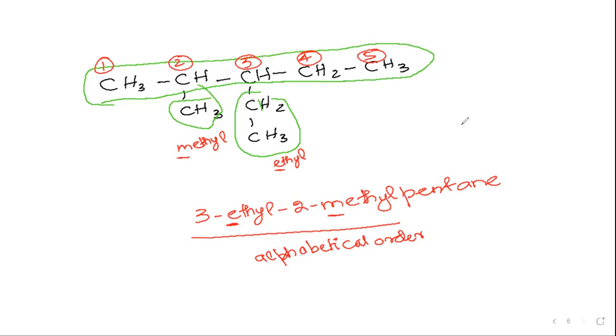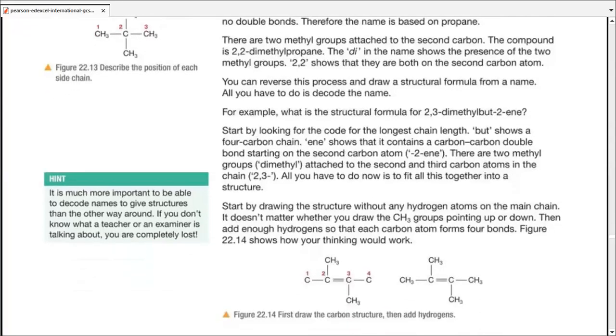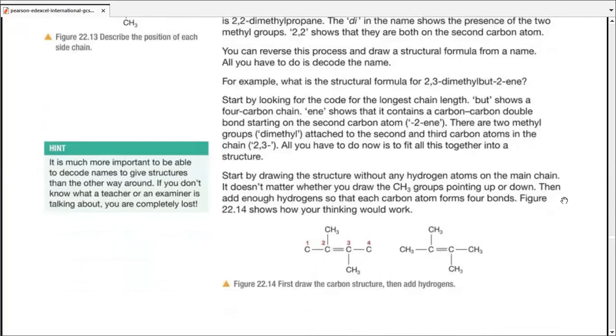Okay, so let's get back to the book then. These are the structures for butene. And they are trying to tell you that whether you put the CH3s up or down does not matter. Okay? Yeah. All right, moving on.